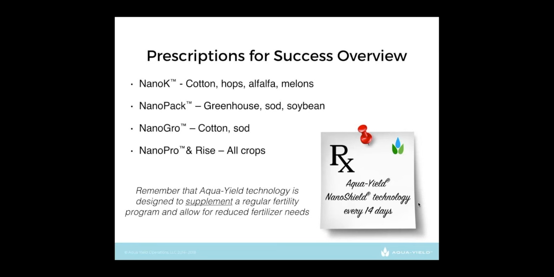Here's a little bit of an overview of what I'll go over. I'm not going to talk about every product and every crop, but I am kind of going all over the board to give you some good examples about how you can use our products. And I want to also remind everybody that aqua-yield technology is designed as a supplement to a regular fertility program. We're not meeting 100% of the grower's fertility needs, but we are allowing for reduced fertilizer needs and saving growers a lot of money.